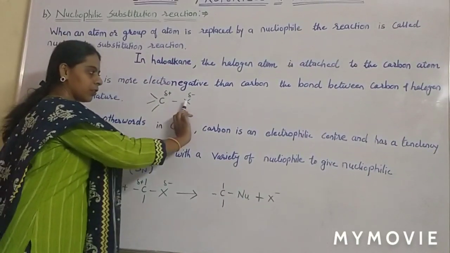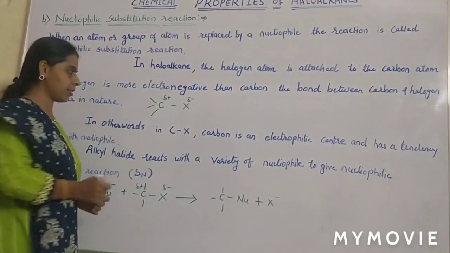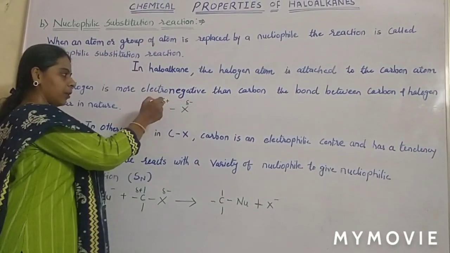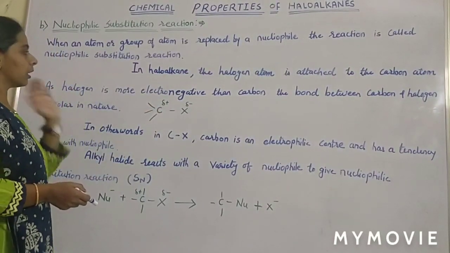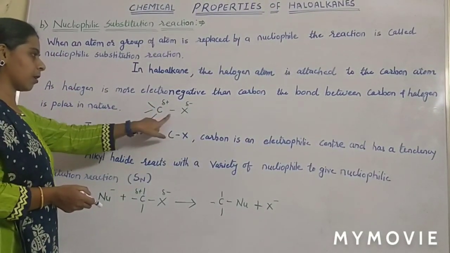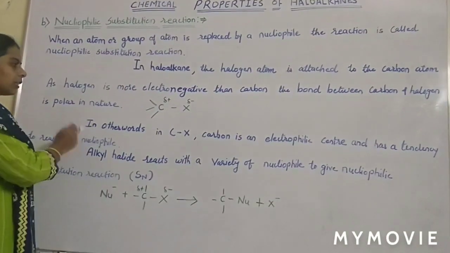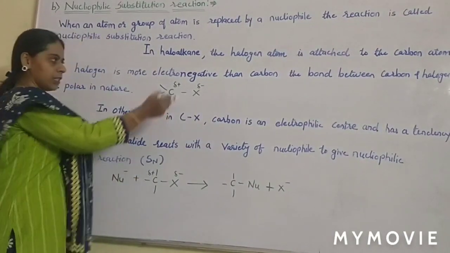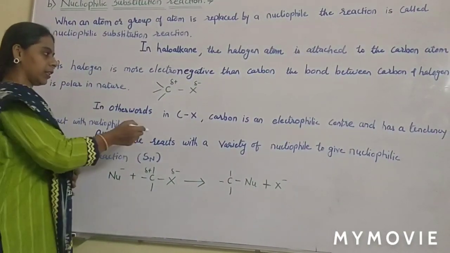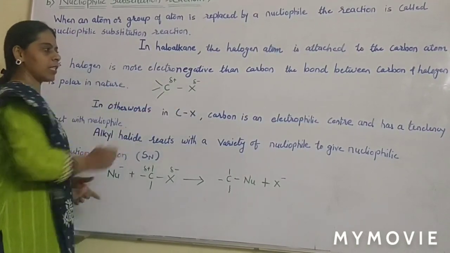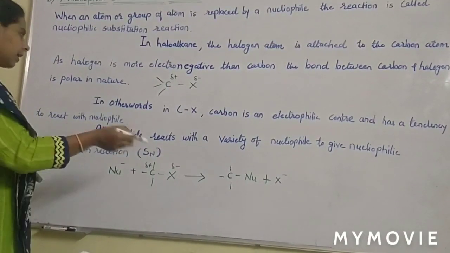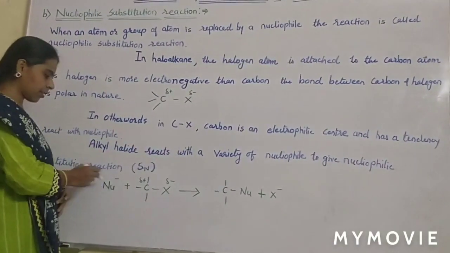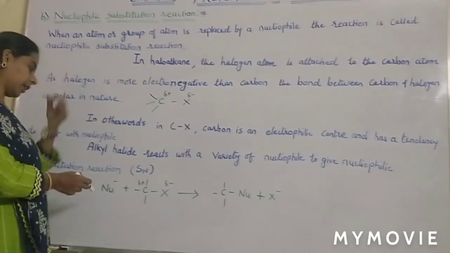When the electron pair is slightly shifted towards the halogen, the carbon atom carries a partial positive charge and the halogen carries a partial negative charge, and because of this development of charges on carbon and halogen, the bond between carbon and halogen becomes polar in nature. In other words, in C-X, the carbon is an electrophilic center because it has a partial positive charge. So the carbon behaves like an electrophilic center and has a tendency to attract a nucleophile.